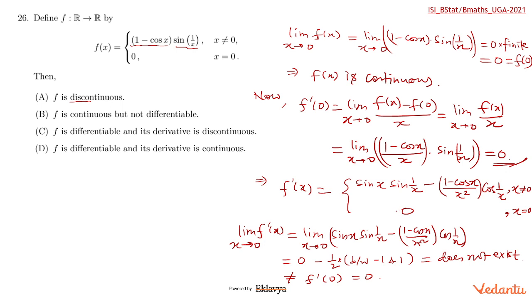f is differentiable but its first derivative is not continuous. Option number C is correct. First derivative continuous, D option में दिया, D is not correct, C is correct.